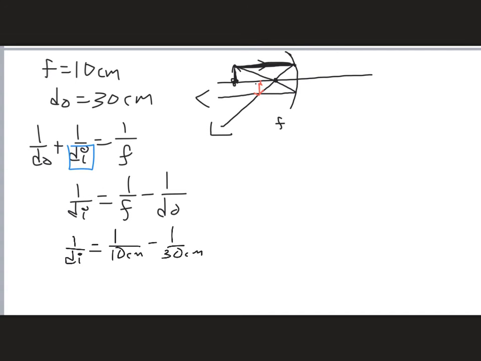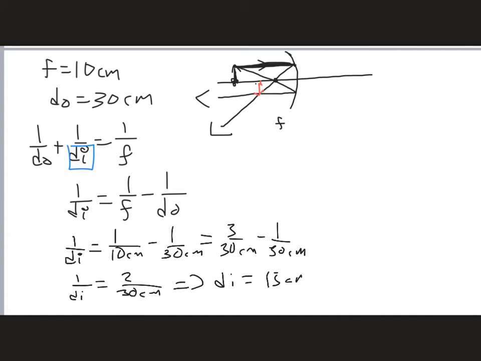If we plug in the values for f as 10 centimeters and the object distance do as 30 centimeters, we get that 1 over di equals 1/10 minus 1/30th. Of course we can get a common denominator for that, which would be 30. So that would be 3 over 30 centimeters minus 1 over 30 centimeters, and that would give you 2 over 30 centimeters is 1 over di. And of course, if I take the reciprocal to get di by itself, that means that di is going to be 30 centimeters over 2, or di is equal to 15 centimeters.